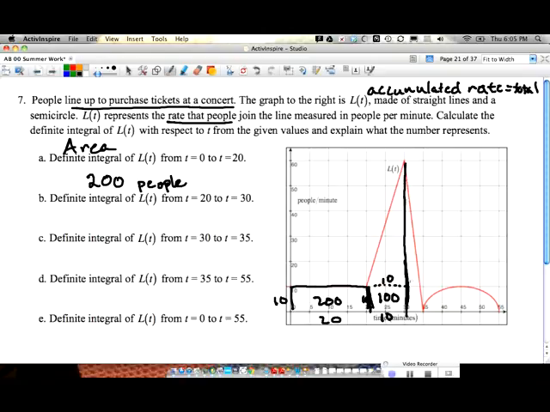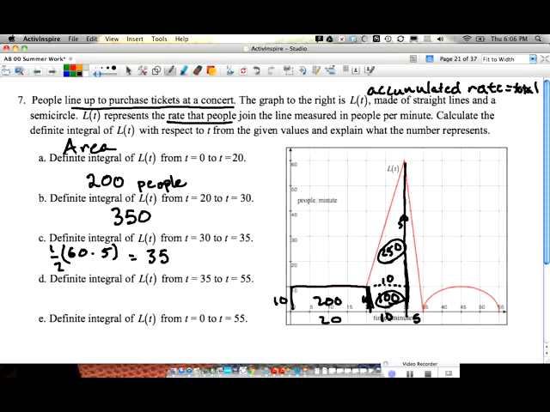And then on top, we got this triangle. It's 10 wide by 10, 20, 30, 40, 50 high. So a triangle is half of a rectangle, so it's going to be 10 times 50 divided by 2, or 250. So 250 and 100, that total area is going to be 350. So that's 350 people. Now from 30 to 35, now we have a base of 5 and a height of 60. So this one's going to be 60 times 5, but it's a triangle, so we have to multiply that by a half.